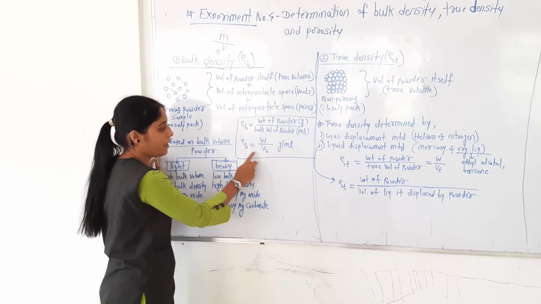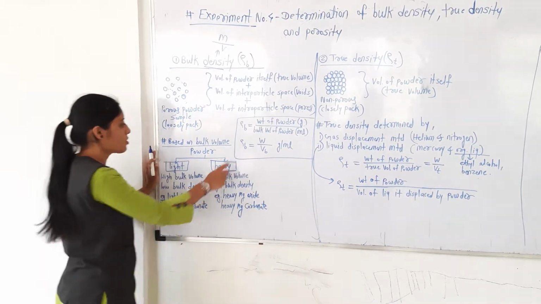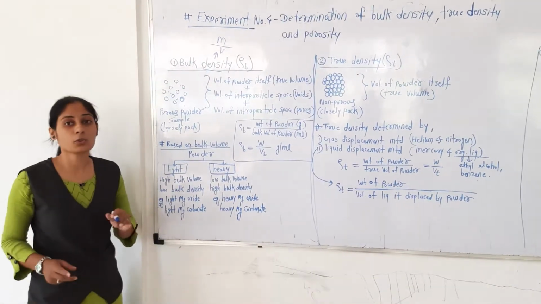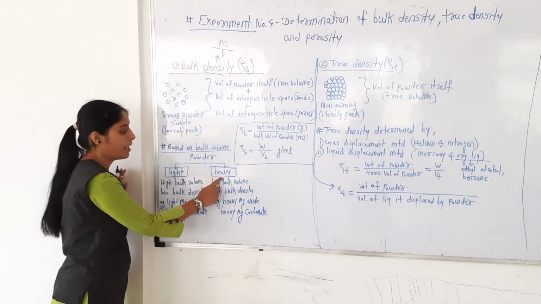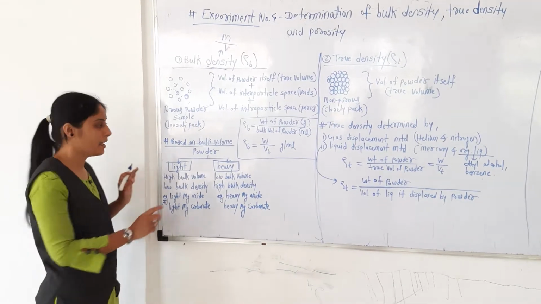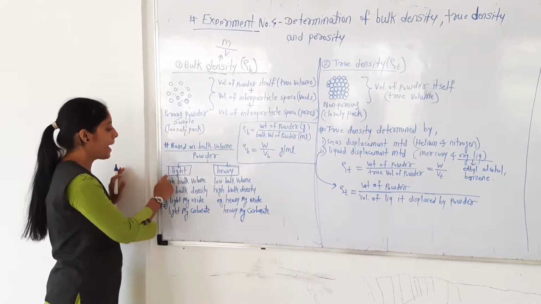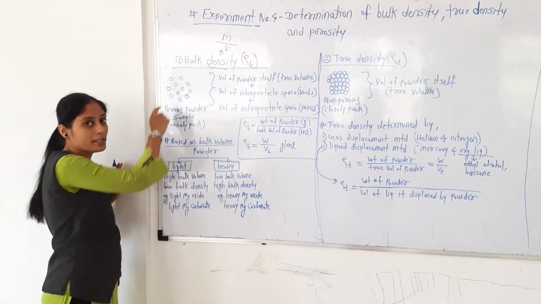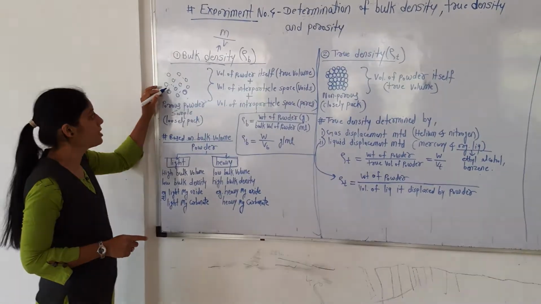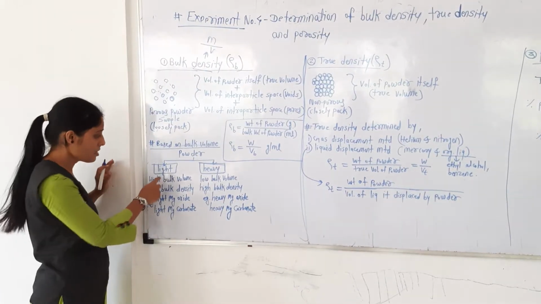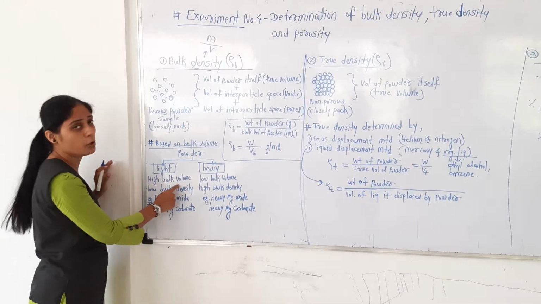Bulk volume higher, bulk density is less. So on the basis of bulk volume, powder is divided into two types, light powder and heavy powder. Light powder contains the high bulk volume. Why? Because in light powder the pores are present, and due to the pores, this powder sample makes the bulk volume higher. So in a light powder sample, the bulk volume is higher.